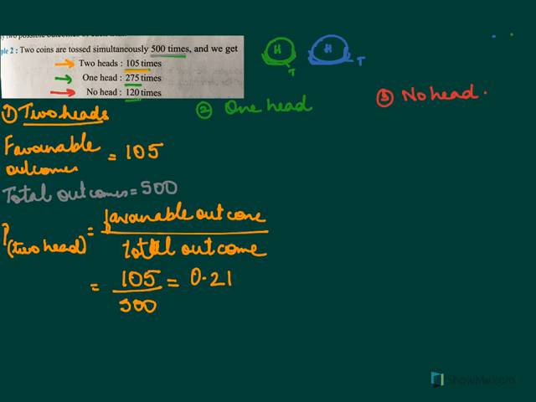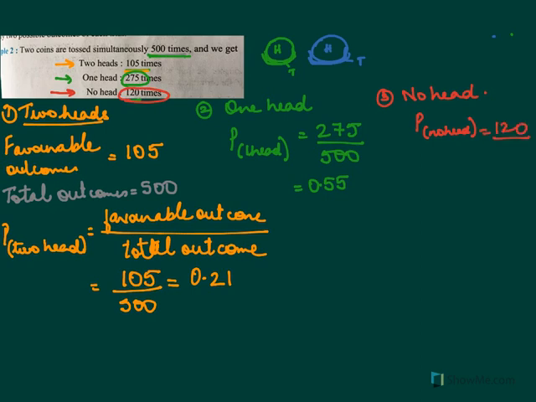Now I'm going to do this directly to find the probability of getting one head. So how many times is one head obtained? 275. So it will be 275 divided by total outcomes 500. And that answer is 0.55. Last is the probability of getting no heads. Now how many times did we get no heads? 120 times. So 120 over total outcomes 500. So the probability of getting no heads is 0.24.